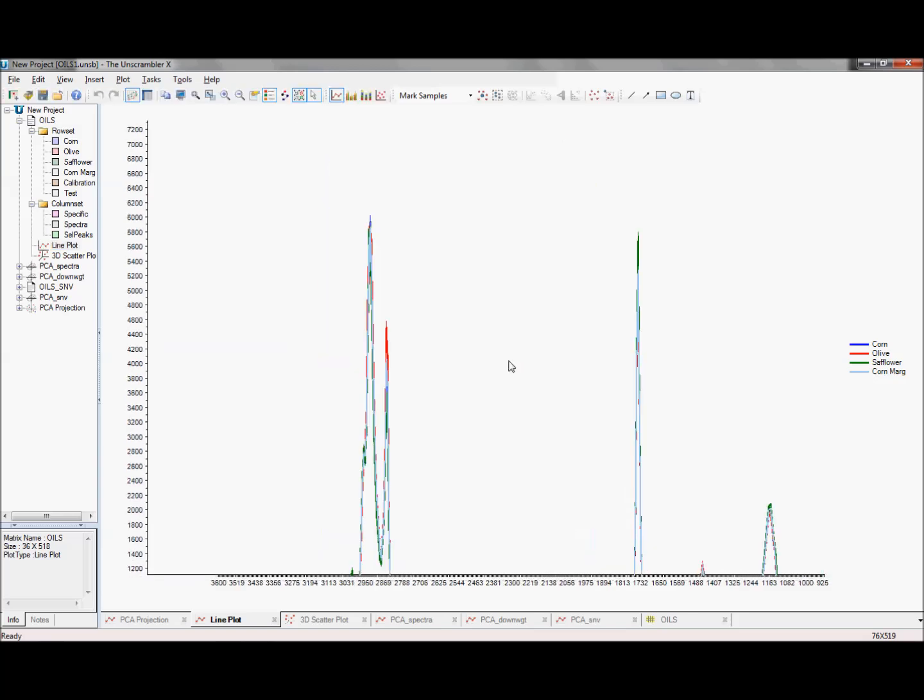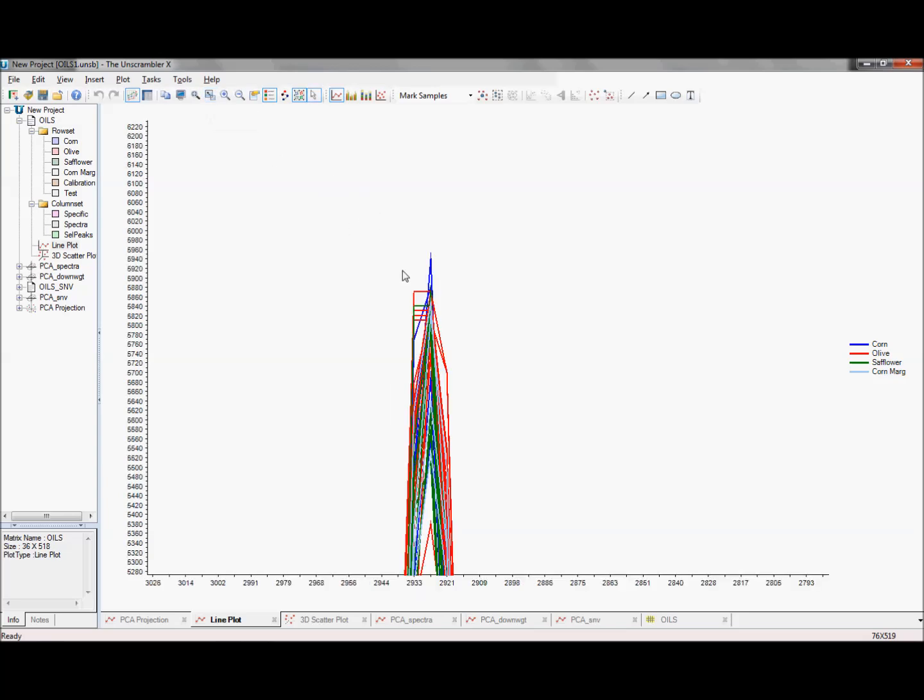If we zoom in on one of these, for instance the asymmetric stretching of CH, we see that there is no difference in absorbance levels between the individual oil types. So the largest peaks do not seem to be the most important ones for distinguishing between the oil types.